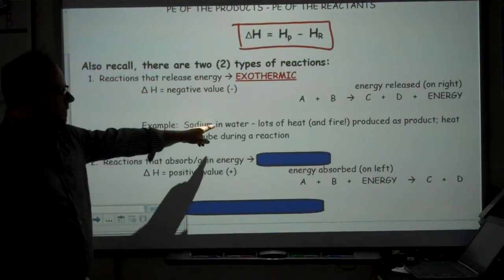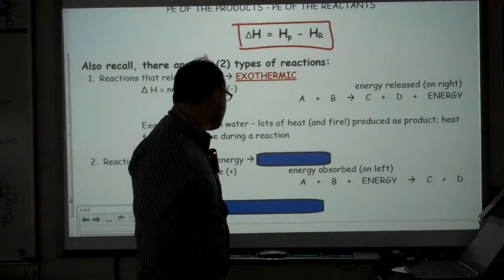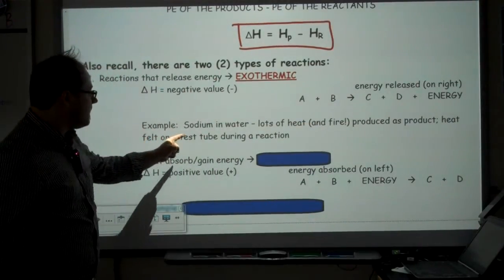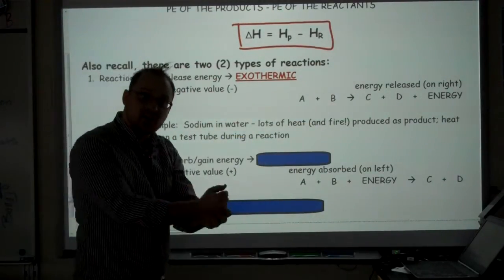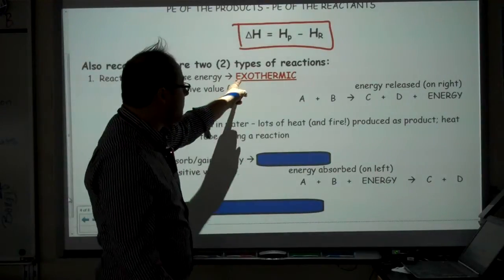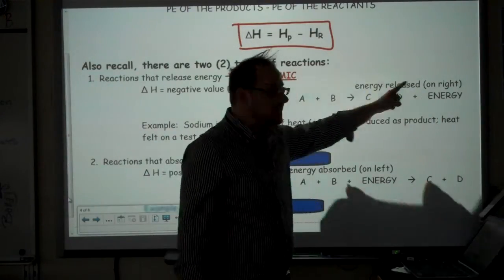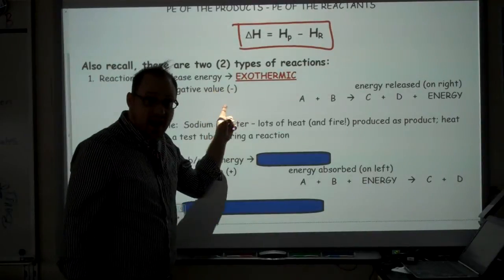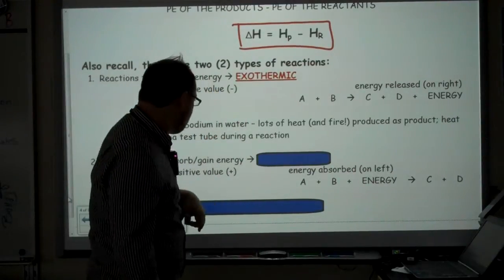Example, sodium in water. Lots of heat and fire produced as a product. Heat felt on a test tube during a reaction. So you feel a test tube, it feels hot. Reaction is exothermic and energy is being produced. Delta H, the enthalpy of the reaction, would be a negative value.